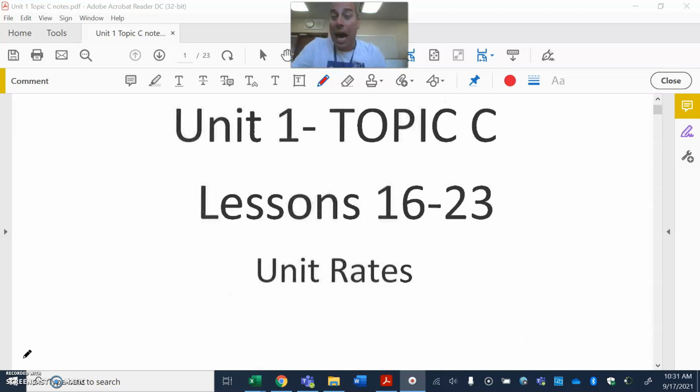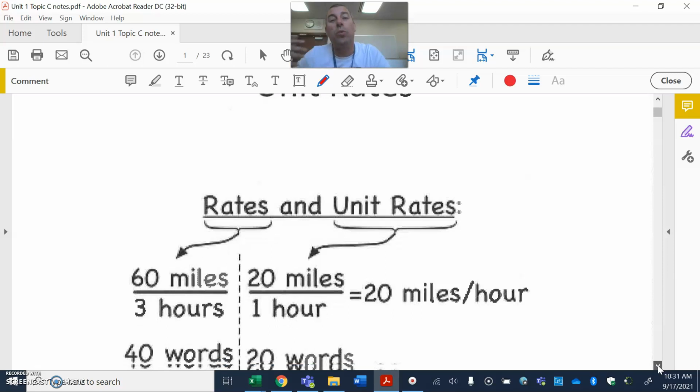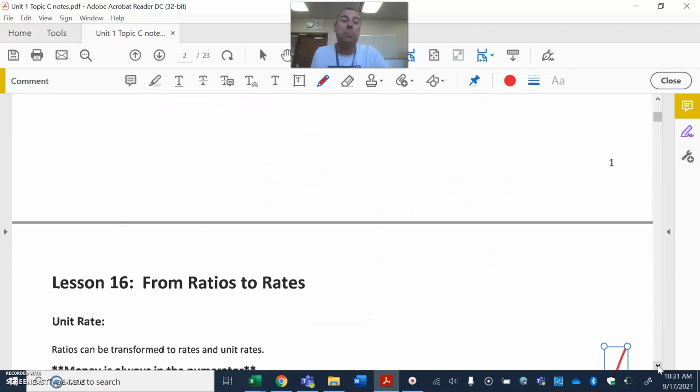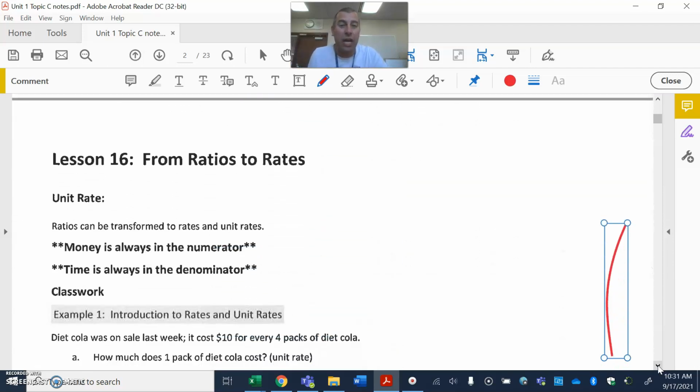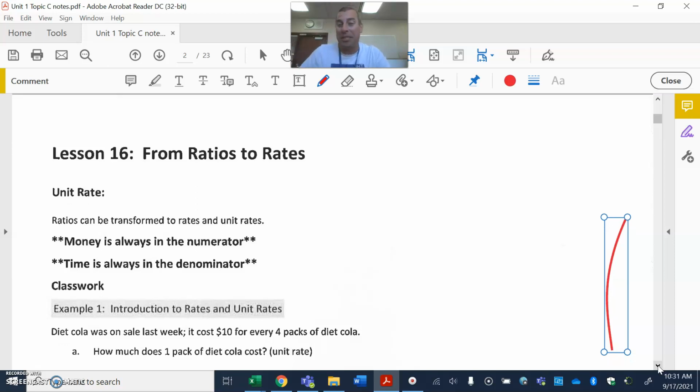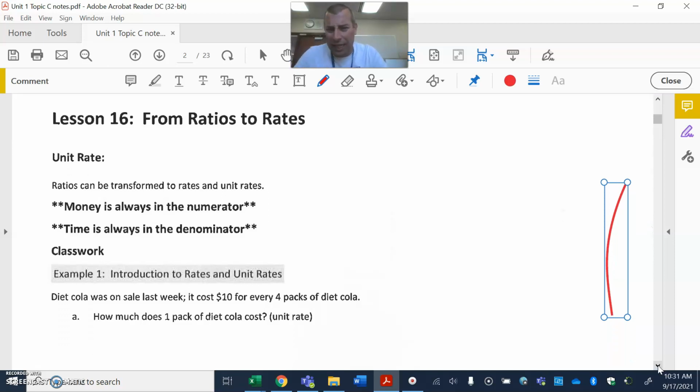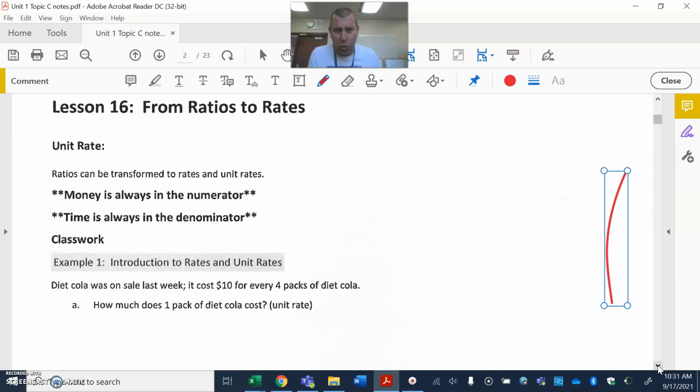Okay. Hey, Unit 1, Topic C, new packet. Let's get into it here. We are talking unit rates here. So, what we've been looking at are ratios. And now, a rate is a more specific type of a ratio, and then a unit rate is a more specific type of a rate. So let's get this all organized of what we're dealing with here. Some of it's just based on technicalities.